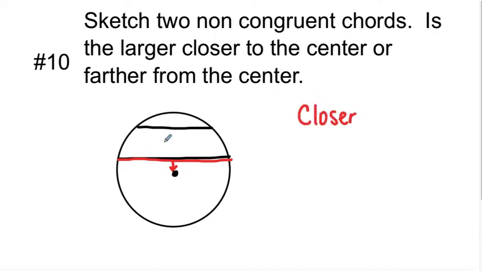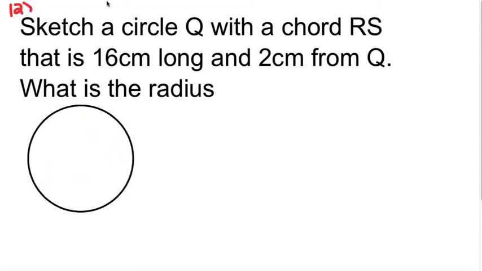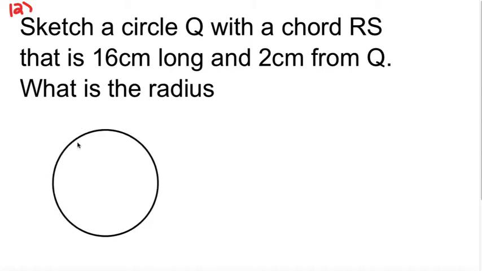Because as the chord gets closer to the center, it gets to its widest point. As it gets farther away from the center, it gets smaller and smaller. But you really had to draw that to see it. All right, and then the next question is number 12. It says, sketch a circle Q. So I'm going to go ahead and sketch circle Q.